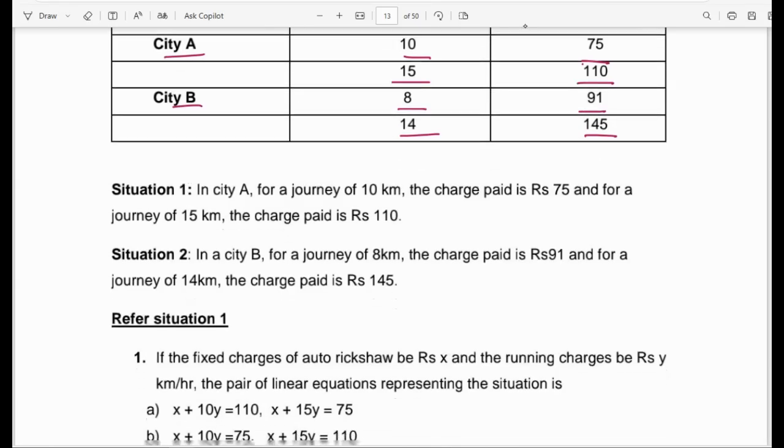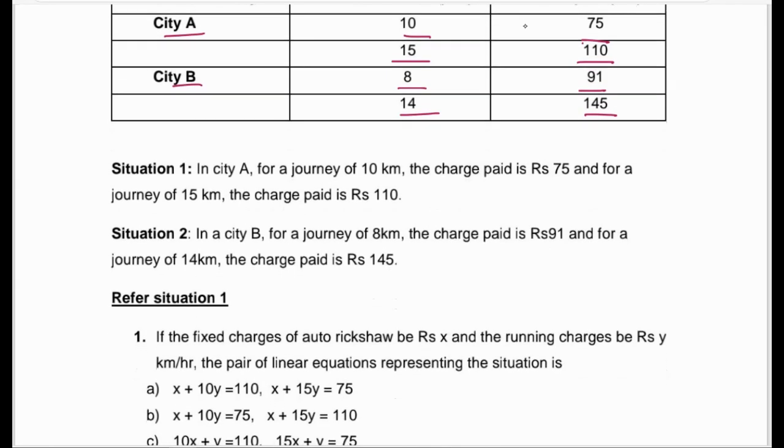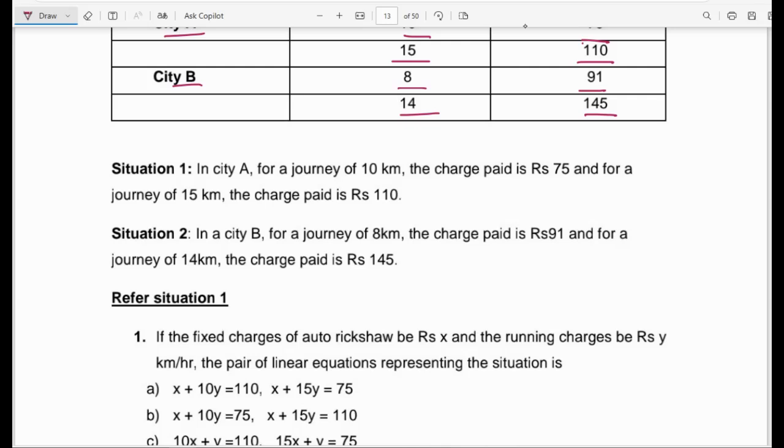So the situation is, situation 1. In city A, for a journey of 10 kilometer, the charge paid is 75, and for a journey of 15 kilometer, the charge paid is 110. In situation 2, in city B, for a journey of 8 kilometer, the charge paid is 91, and for the journey of 14 kilometer, it is 145. What they've given, we are just writing in the form of statements.